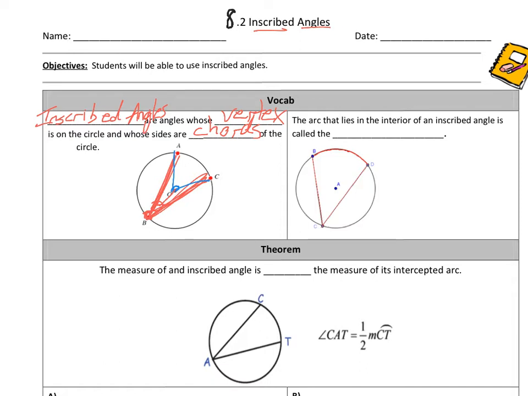The next term over here focuses on the arc that lies on the interior of the inscribed angle. So what I mean by that is this arc right here, arc BD. And what we call that is the intercepted arc. Right, so the intercepted arc in my first example would be arc AC over here on the left.